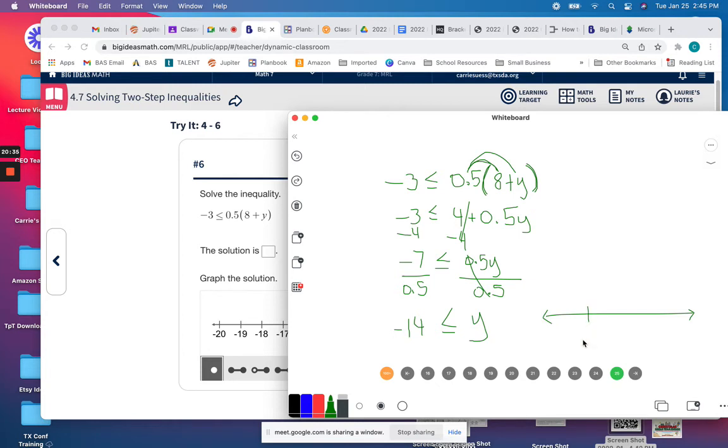I go to negative 14. Is it an open or closed circle? It's closed. And which way am I shading? To the right. The right. I had it. You had it.